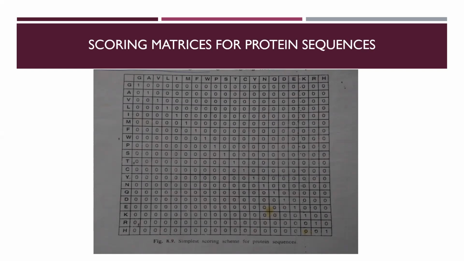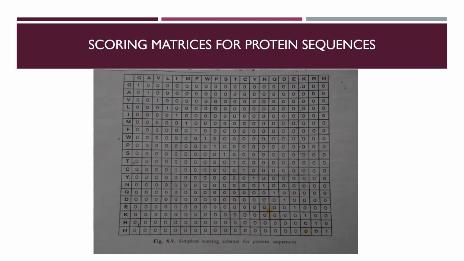But this higher score is less than the maximum score. If that mismatch includes amino acids which belong to different groups based on their characteristics, it gets the least score. So though it is a mismatch, depending upon the relatedness between the amino acids, it gets either a high score or a low score. Considering the characteristics of amino acids, this is how different scoring schemes have been devised.